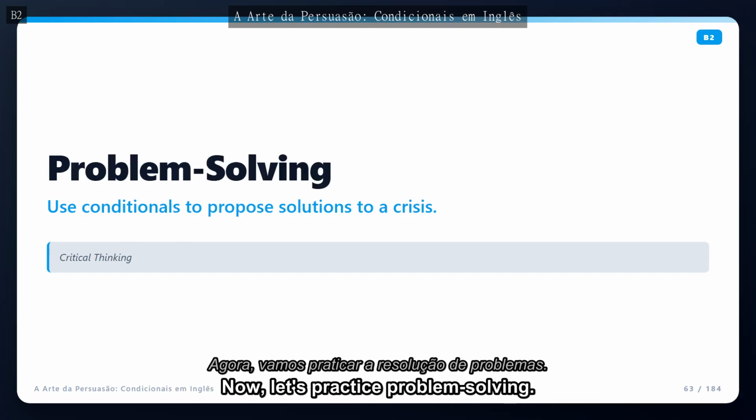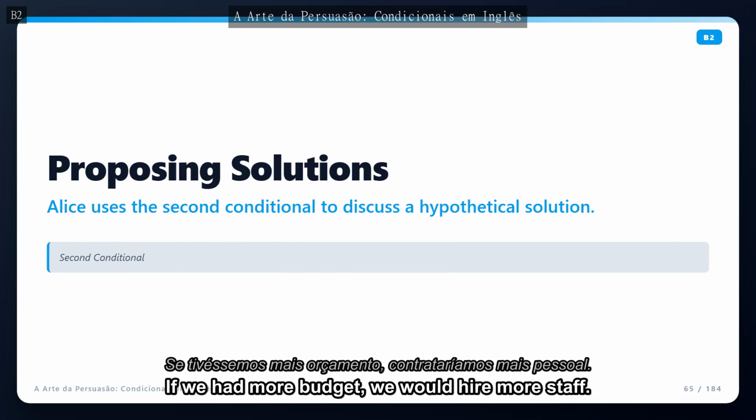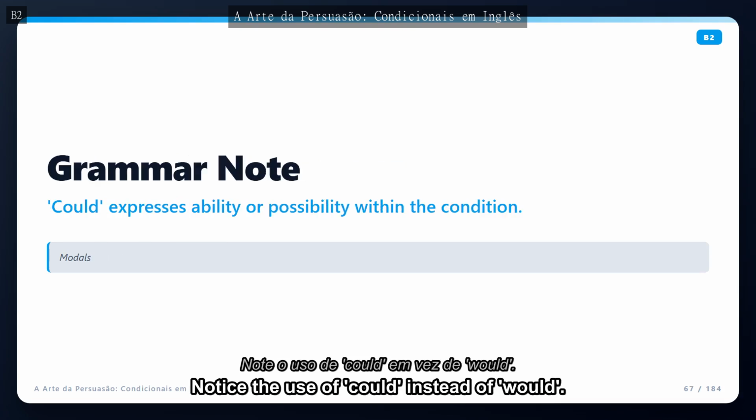Now, let's practice problem solving. The company's budget was cut unexpectedly. If we had more budget, we would hire more staff. If we cut travel costs, we could save money. Notice the use of could instead of would.